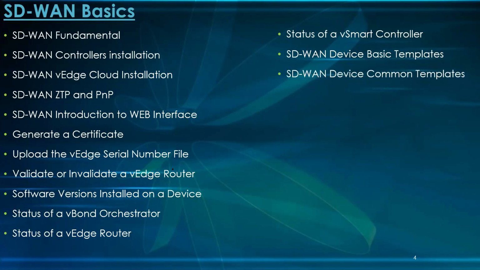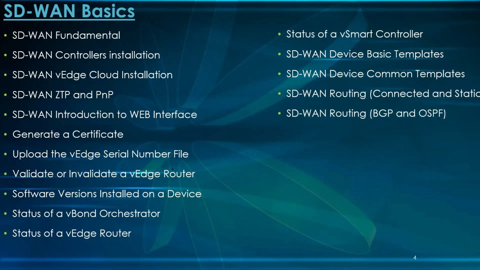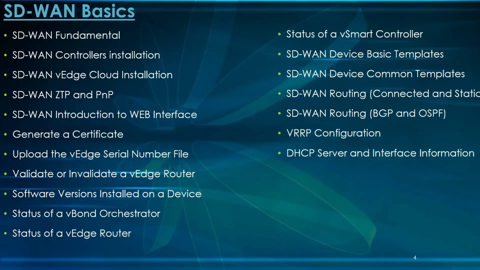Okay. And then we will talk about the SD-WAN device common templates. So how can we create the common template versus the device specific template. Okay. SD-WAN routing, connected and static, right? And BGP and OSPF. So how can you run BGP and OSPF on the SD-WAN? Okay. VRRP configuration, DHCP server interface information, AAA, how to configure AAA and all that stuff. Okay. SD-WAN upgrade, how can you upgrade all your controllers or the vEdge devices? That's what we will talk about.